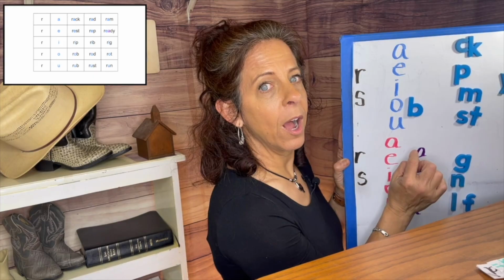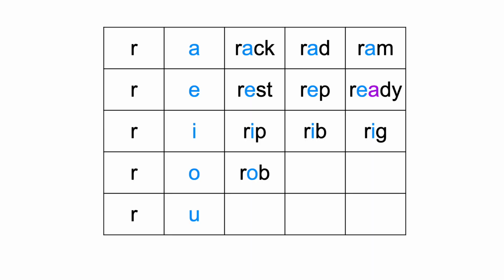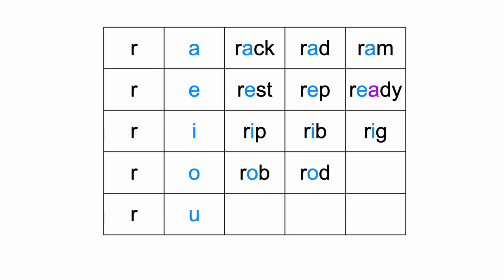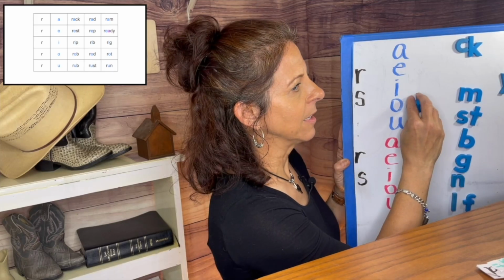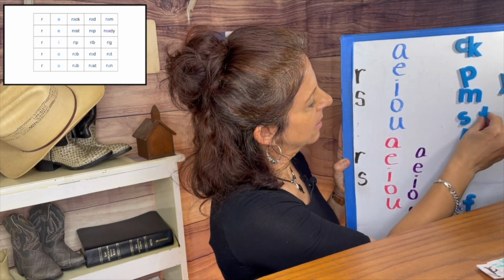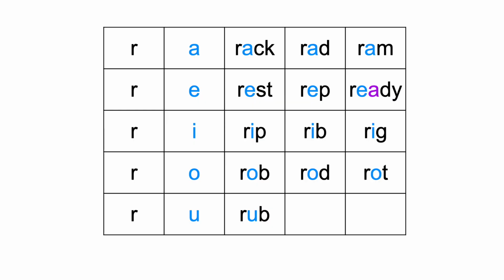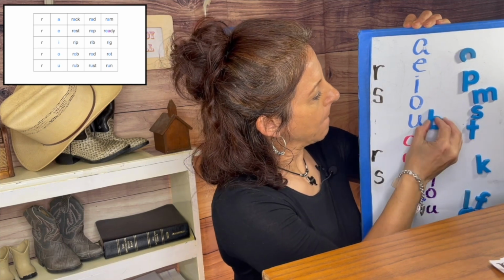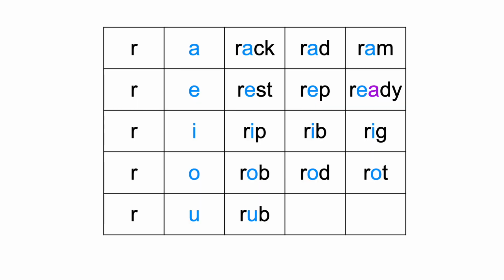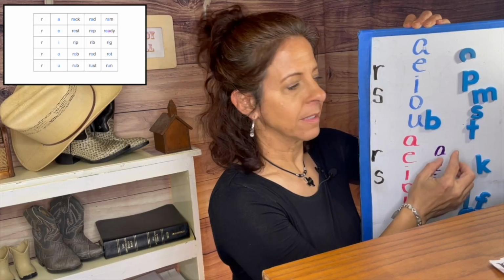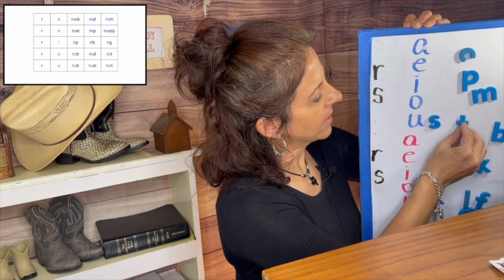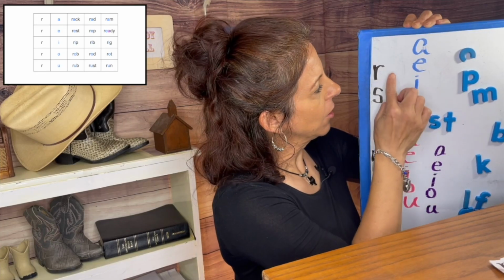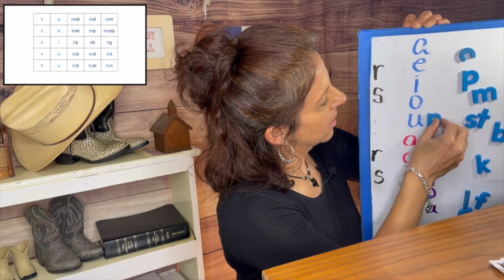R-O-B, rob. R-O-D, rod. R-O-T, rot. R-U-B, rub. R-U-S-T, rust. R-U-N, run.